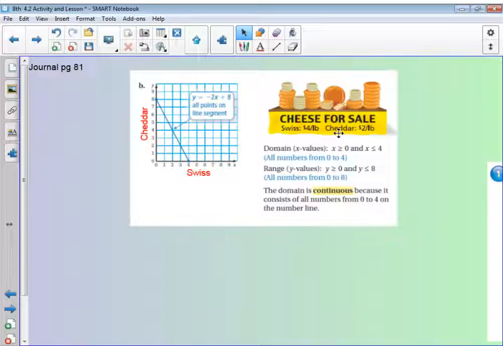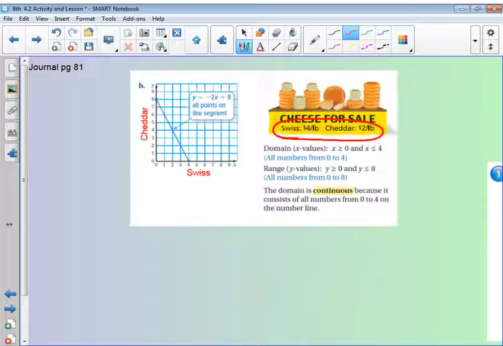You'll notice that in our little table off to the side, they're telling us how much each pound of cheese costs. So this is what you would call a continuous domain. Continuous, what's the difference? Continuous means we could buy a partial amount of either of the scenarios here. We could buy a partial pound of cheddar cheese, and we could buy a partial pound of Swiss cheese, and that's okay.